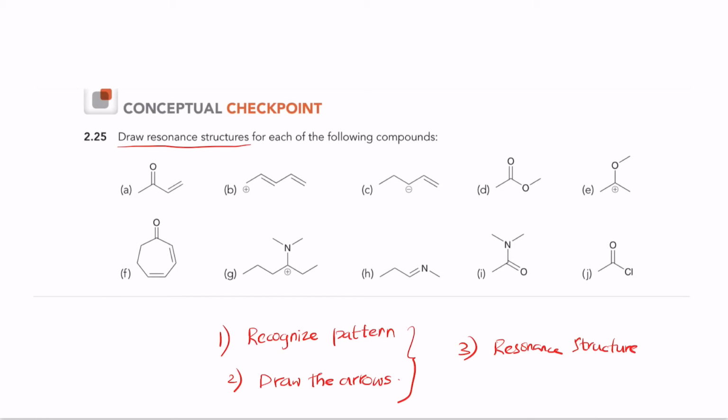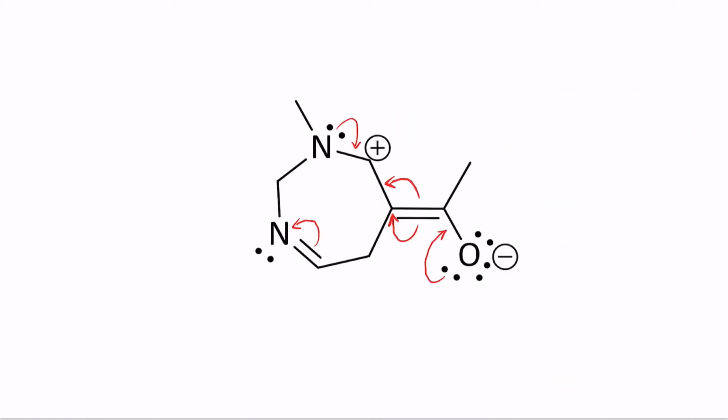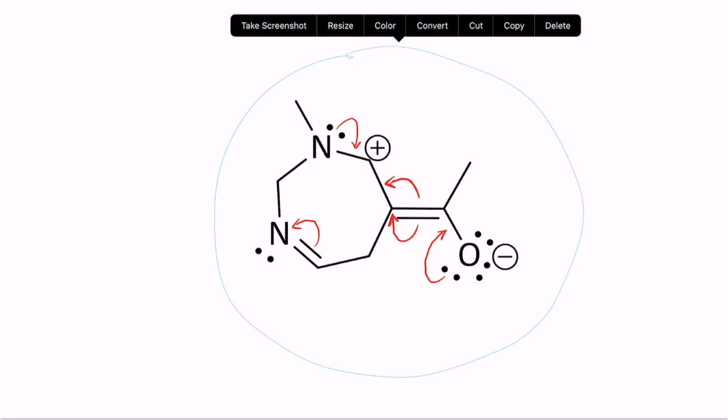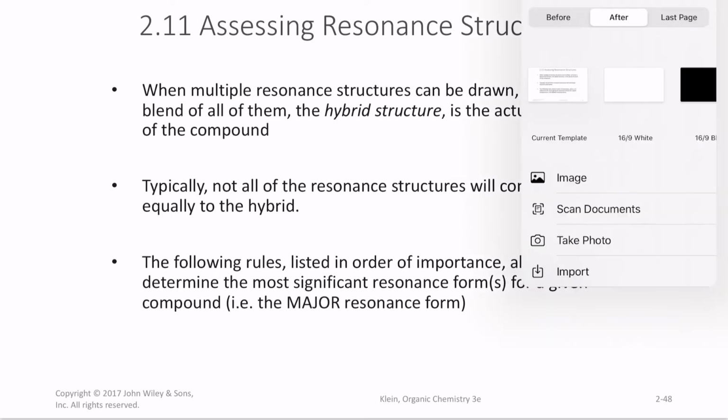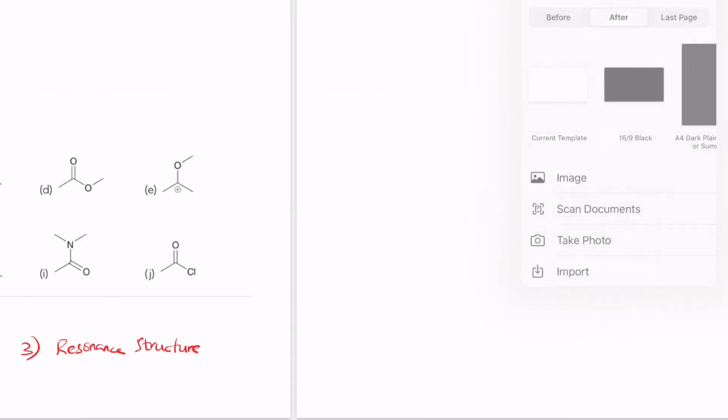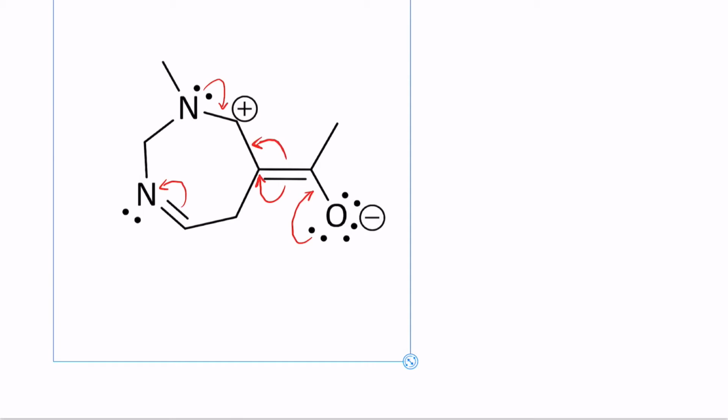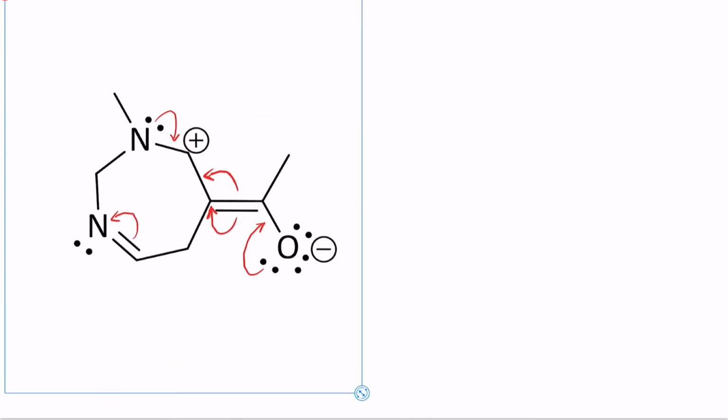So in this lecture, let's talk about how to draw the resonance structures, the actual resonance structures themselves. I'll choose the example that we did in the last lecture. So I'll be choosing this example. Let me choose this example here.